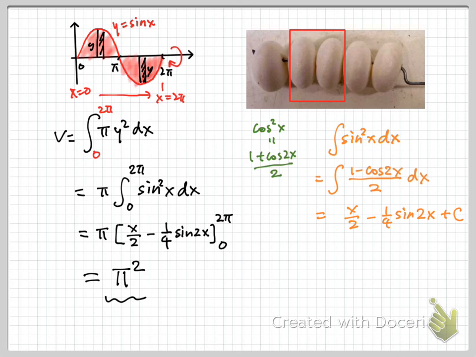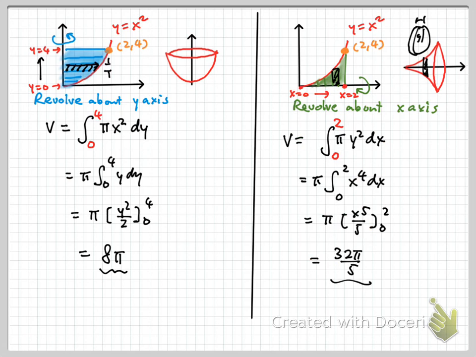So these are some of the examples about volume of revolution. In the next video, we'll talk about hollow solids.